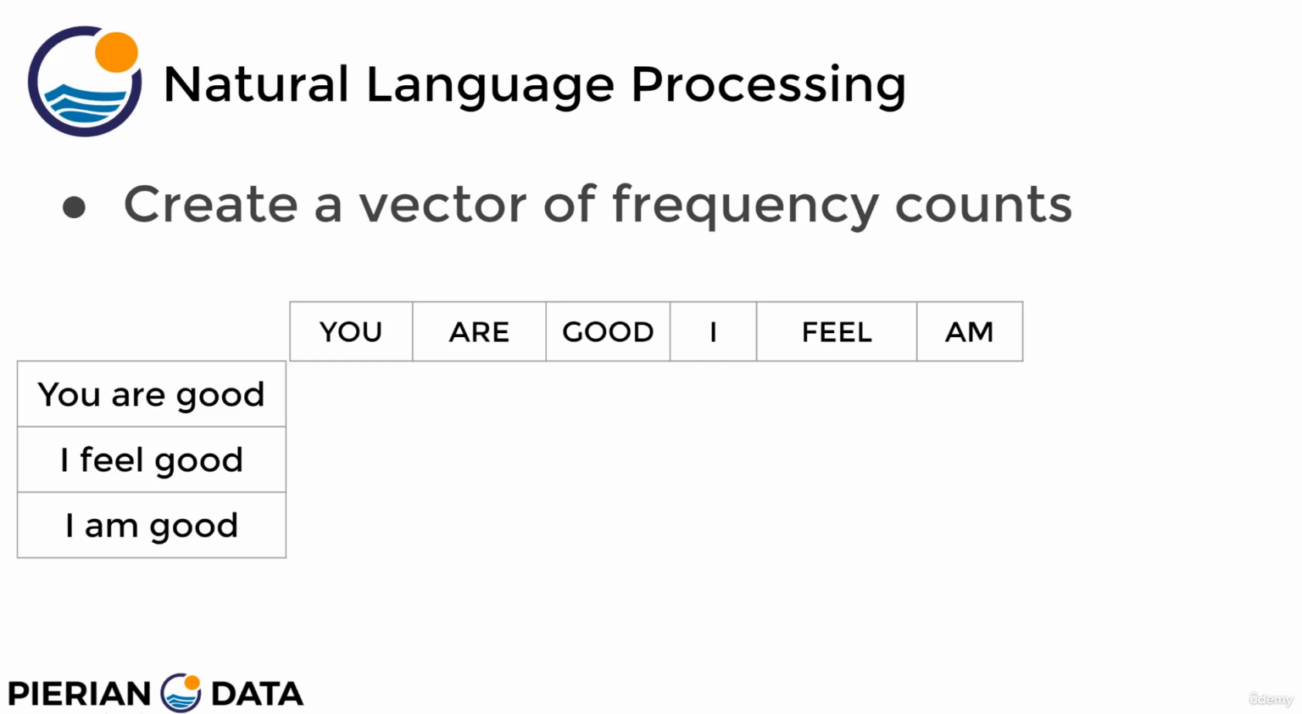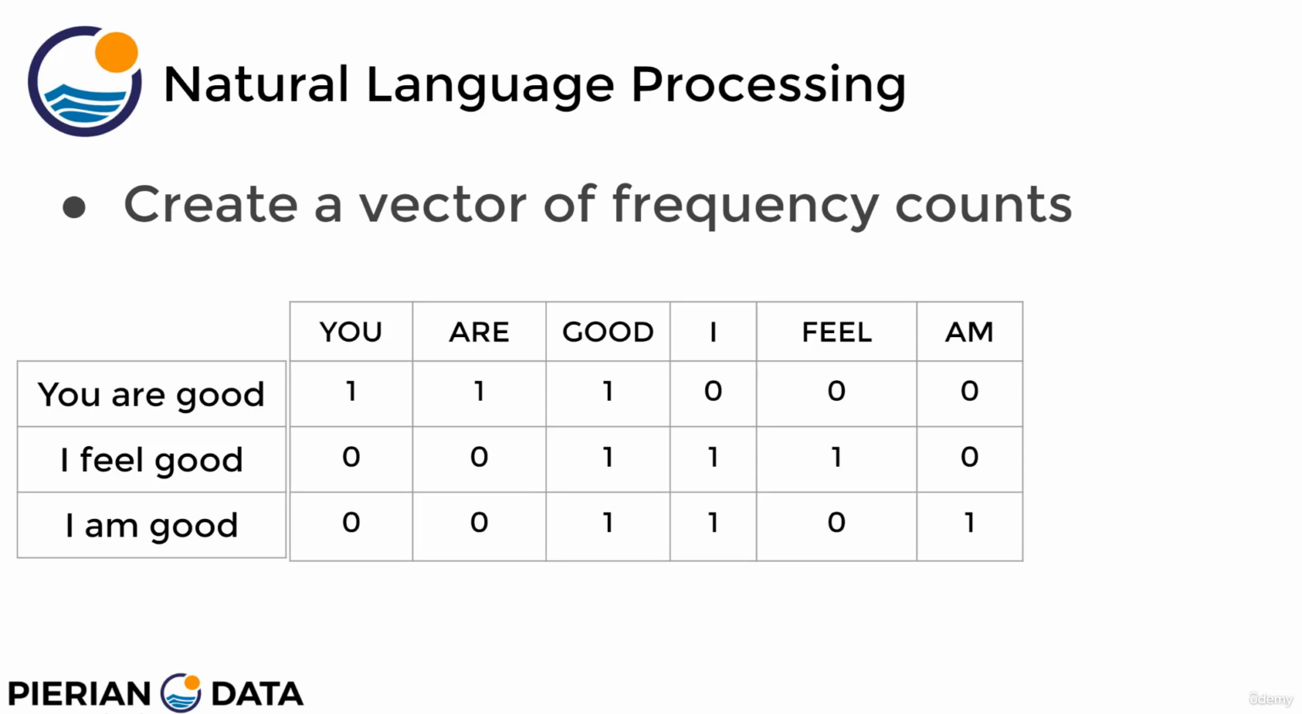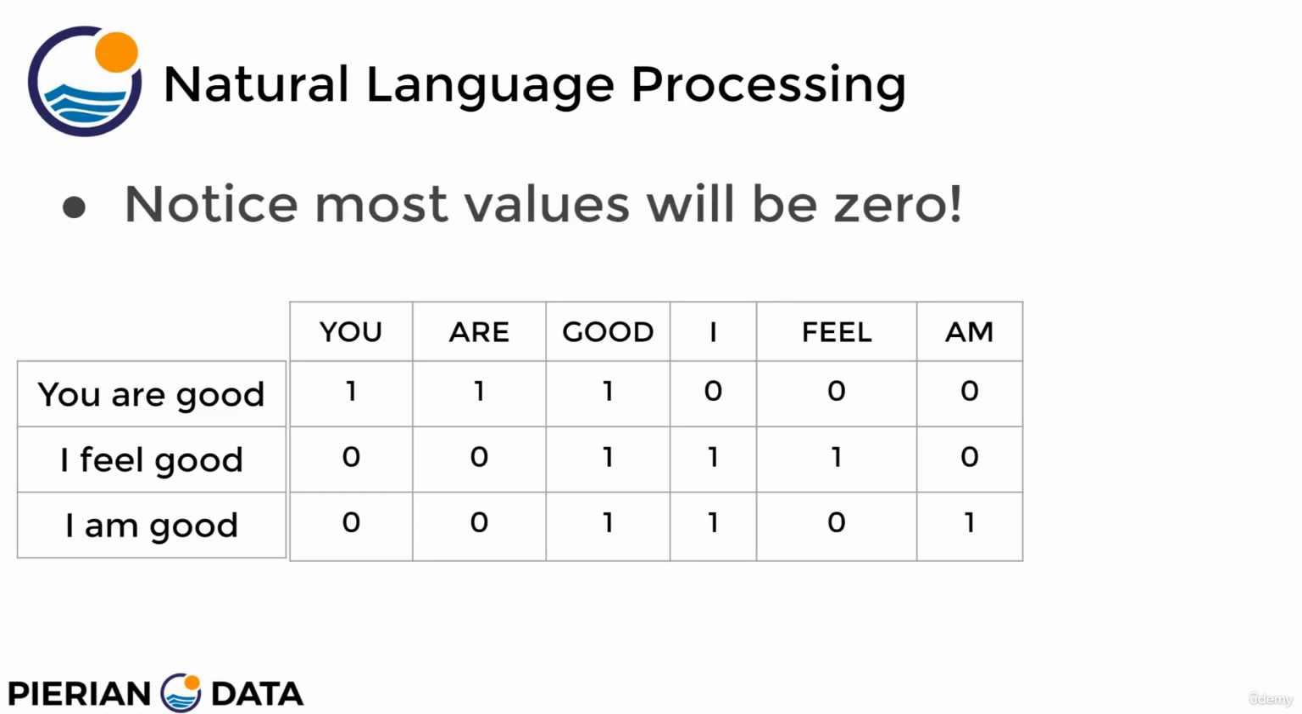So for the first one, you are good, we can see here that we have one instance of you, one instance of are, and one instance of good, with the rest of the words being 0 count. And we do this for every single document in our group of documents. Note that we're also going to do this for every single possible word across all the documents. Now with that idea in mind, you should note that most values are going to be 0. You can see here that we have a lot of zeros, and these are 3 very simple sentences that actually share a lot of the words.